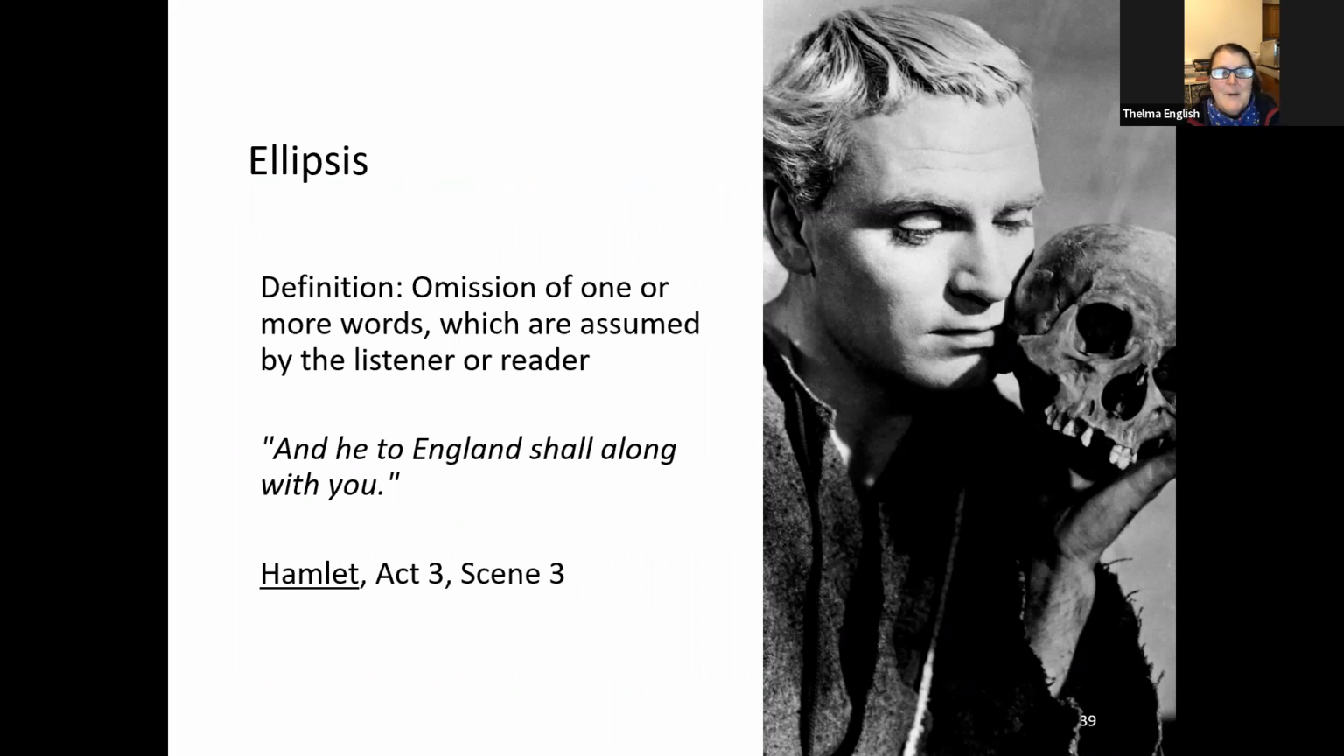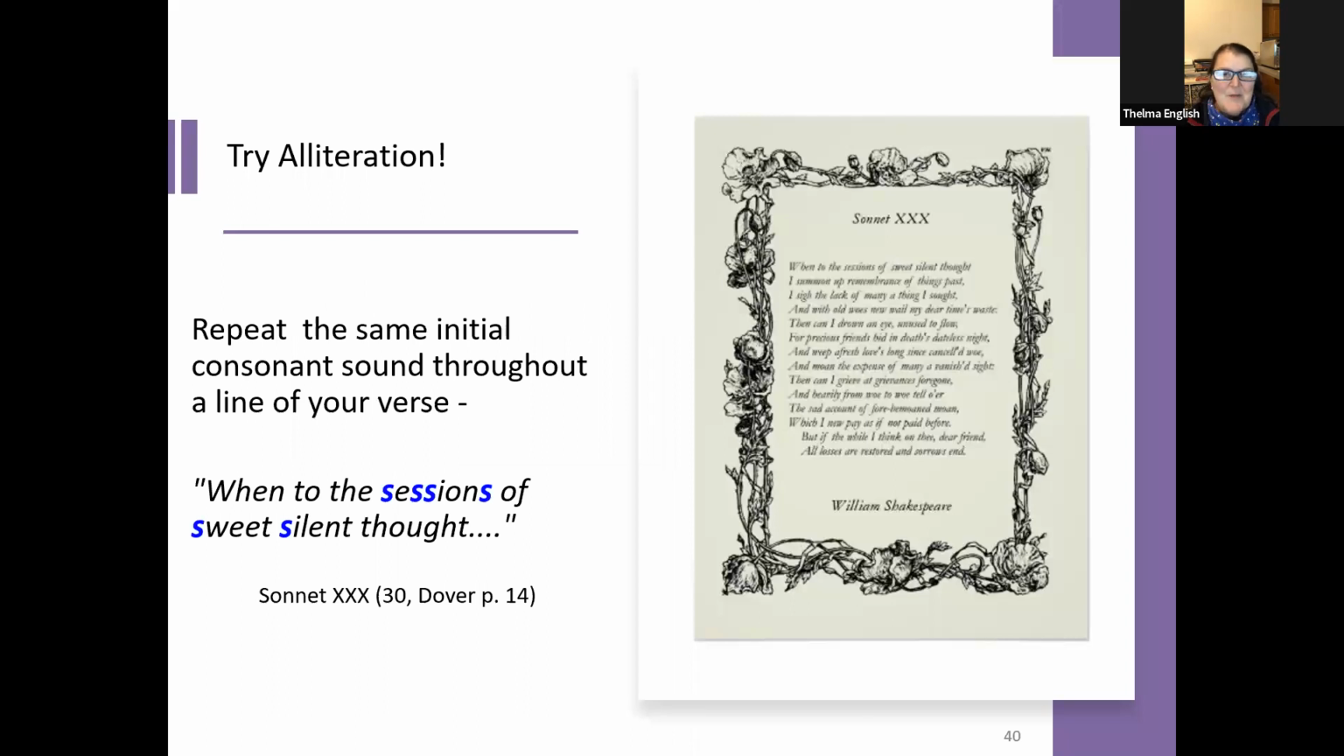What is ellipsis? Ellipsis, you know the form of ellipsis that is 3 dots or 4 dots. You can look that up in your grammar book. We've talked about that on other occasions. But talking about ellipsis of words, ellipsis of words is the omission of one or more words which are assumed by the listener or the reader. For example, in Hamlet, we have a line, "And he to England shall along with you." There's our meter, there's our iambic pentameter. He can't say, "And he will go along to England with you." It's not the same, and it doesn't fit the meter or the rhyme or the rhythm I mean.